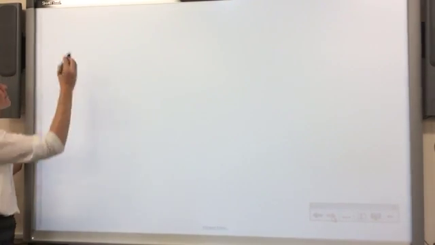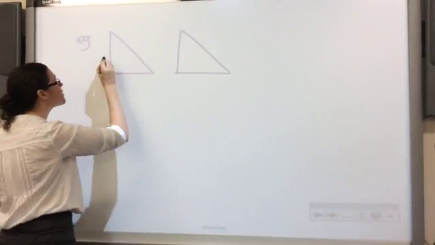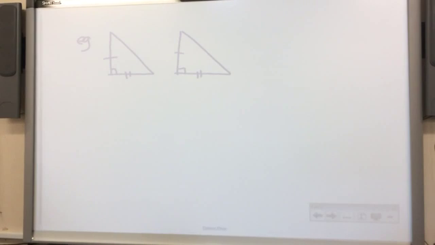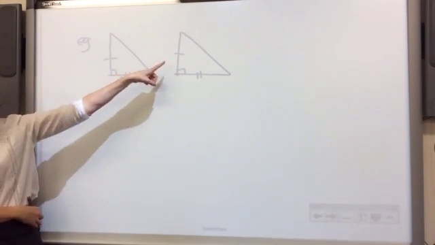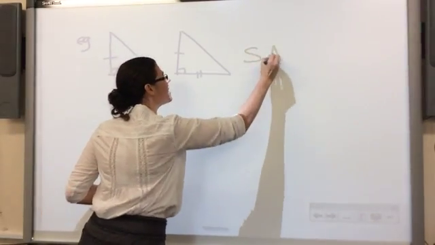In this diagram, these two pictures, what test proves that they're congruent? It's not RHS because I don't have the hypotenuse. The hypotenuse is opposite the right angle, so I don't have that. It's SAS. So can you see I have a side, an angle, the angle in between them and another side. So it would be SAS.